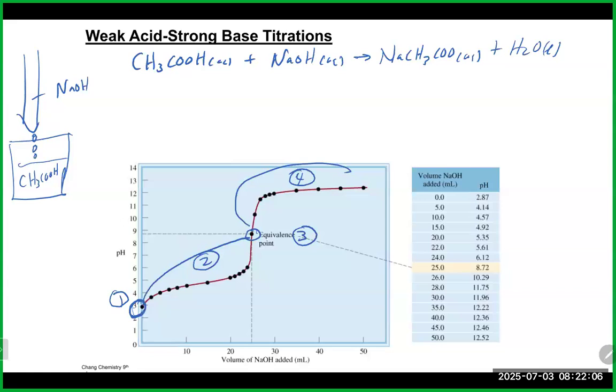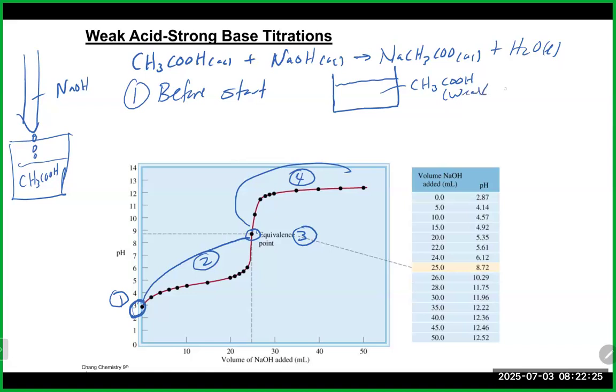So let's just start with part number 1 here, which is really before you start the titration. And obviously at this point, before you start the titration, the only thing you have in that beaker is, in this example, acetic acid, but you basically only have your weak acid in your beaker or your flask. So if we need the pH of a weak acid, we will have to do pretty much a Ka problem, right? So that is going to involve really an ICE table.